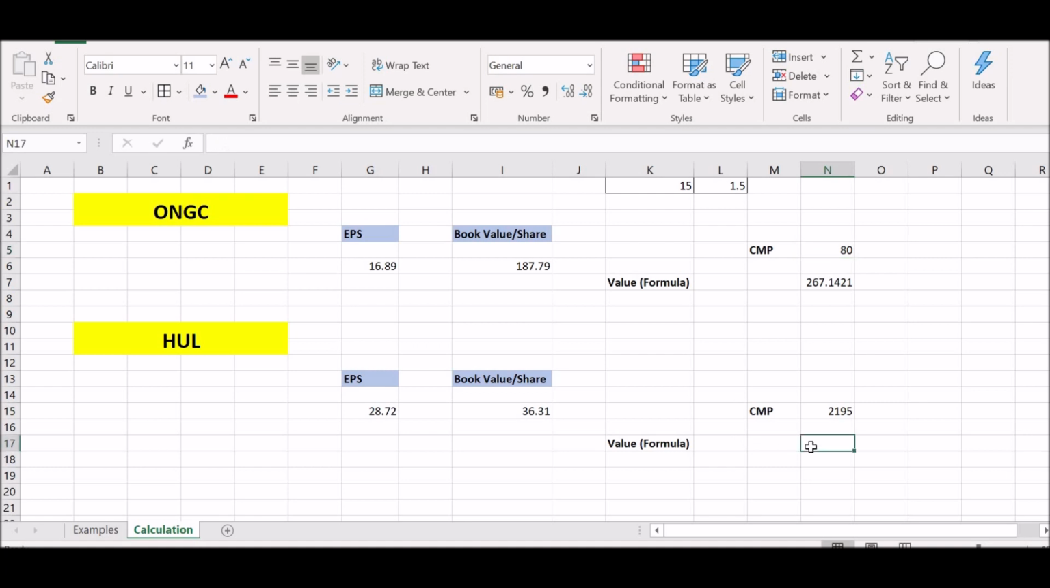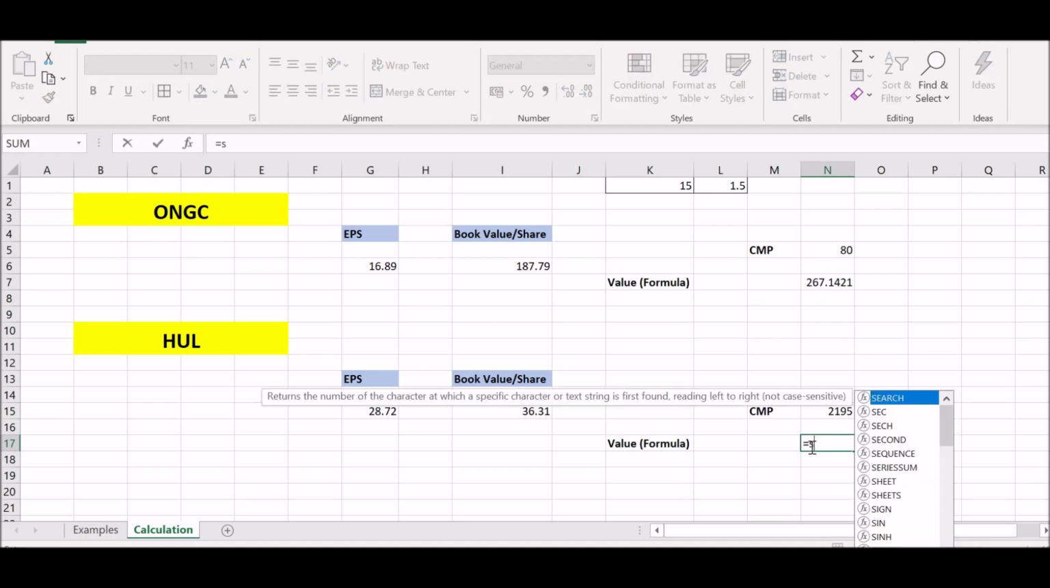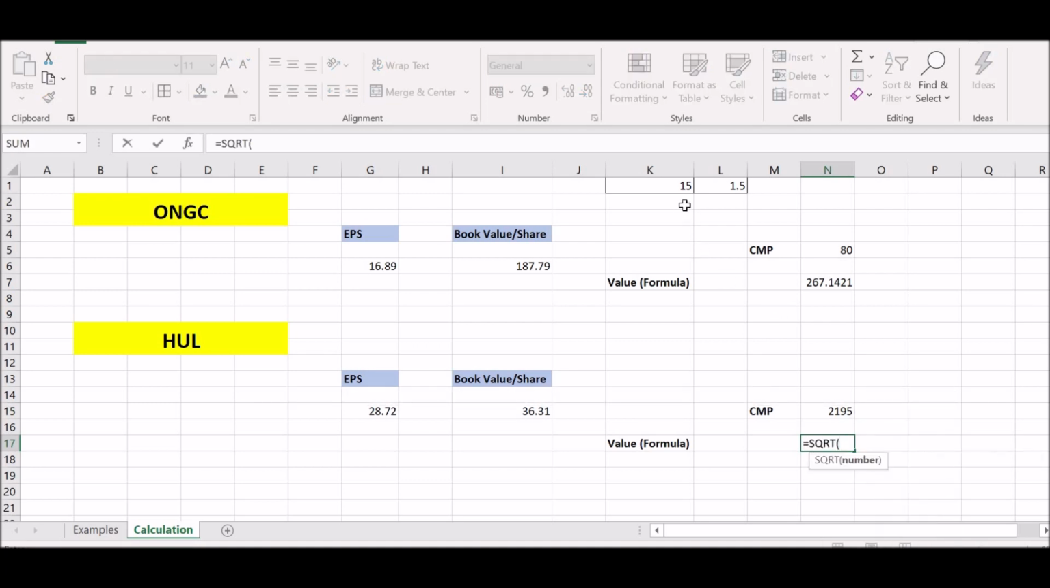Coming to HUL, although we cannot use this formula for HUL as the PE ratio is above 15 and the price to book ratio is also above 1.5, just see why we cannot use it. The same thing: square root of 15 multiplied by 1.5 multiplied by the earnings per share and again multiplied by the book value per share. Close the bracket and get the value. The current market price for HUL as on 1st May 2020 is 2195, nearly 2200, and this formula is showing it as 153.17.